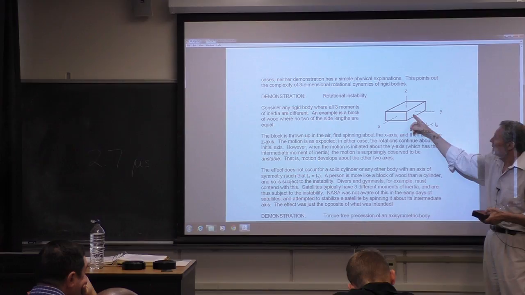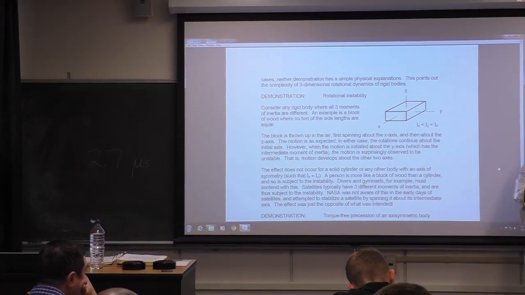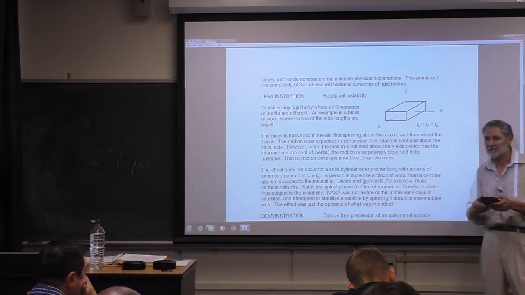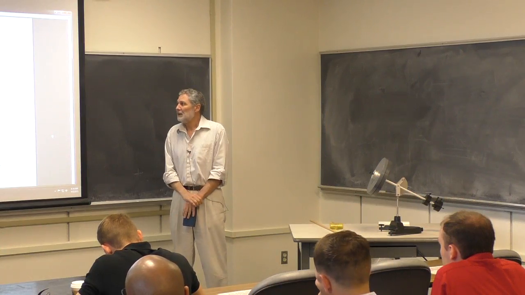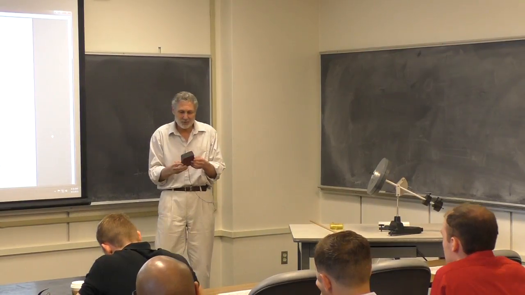So the z-axis has the greatest, and this one has the intermediate. And you can look this up, it's in our book. You can look up the values here. You can calculate them knowing these lengths, all right? This system, with all the moments of inertia different, has an amazing dynamical property.